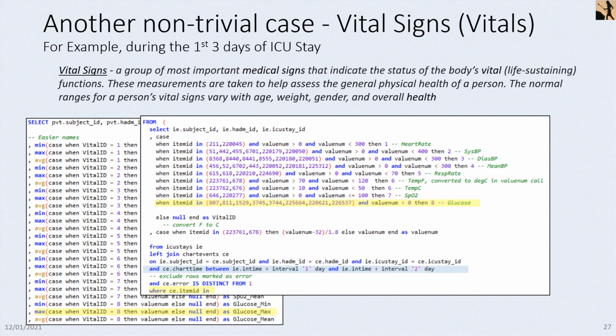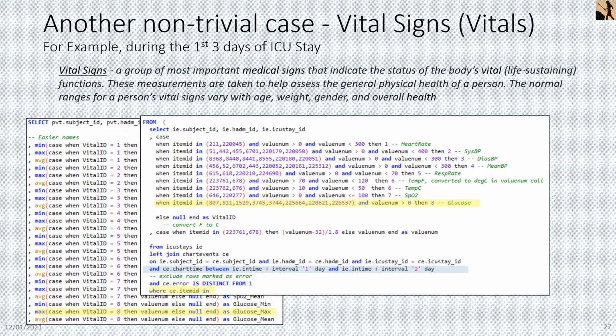Okay, so this is where they label the vital ID, right? If the particular item, the measurement, is in 211 and 220045, and the value is not negative, and the value is not higher than 300, that's meaningful for the heart rate. In that case, I will say this vital ID is 1, right?